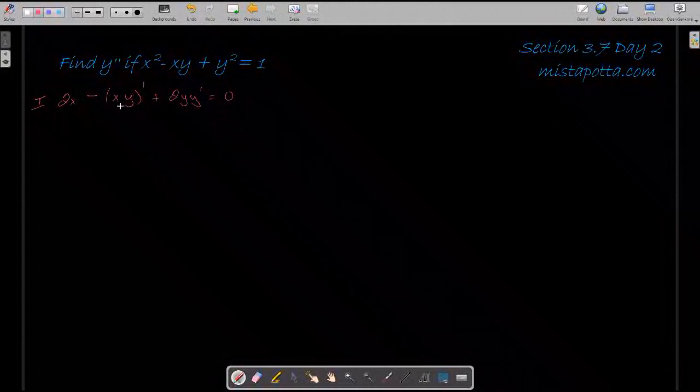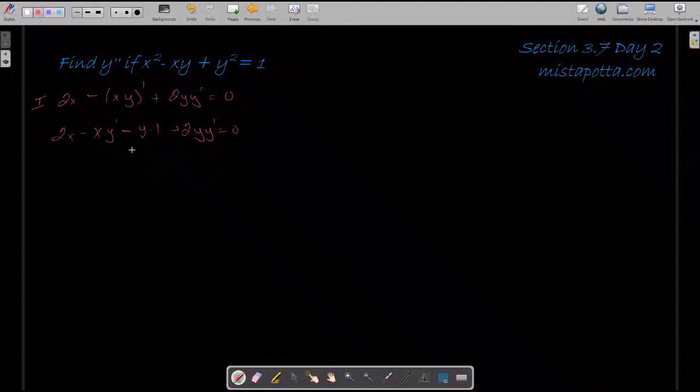And then here when I'm taking the derivative of this product, I'm going to have first times derivative of the second plus second times derivative of the first plus 2y prime equals 0. And again, I'm using y prime because it's a much shorter way of writing dy dx, but it really is the same thing.